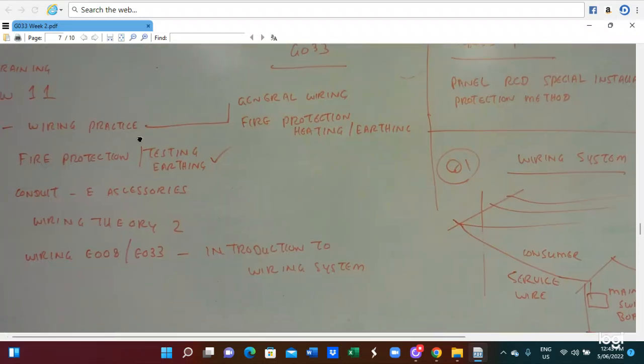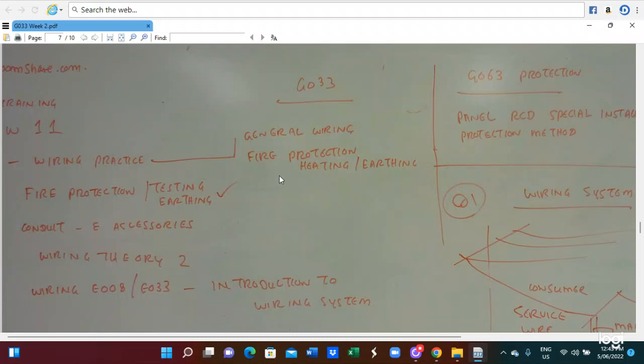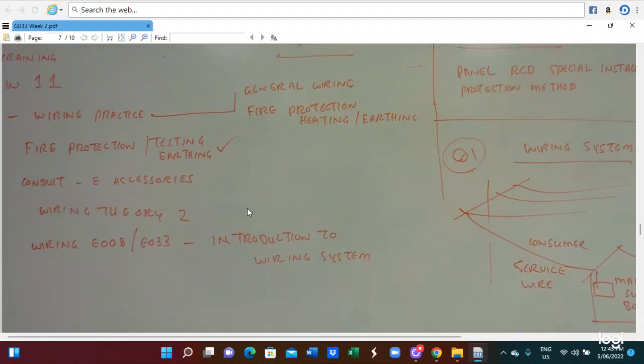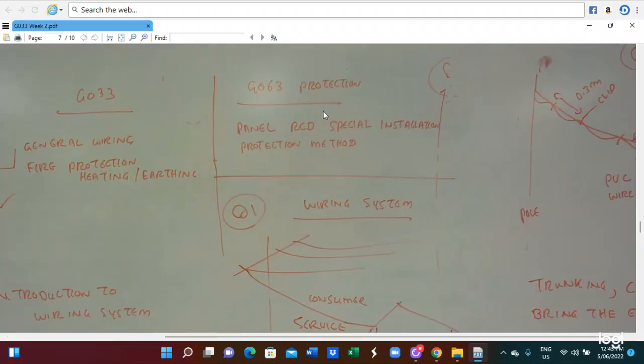So the wiring system, we are talking about the wiring system. The wiring system includes general wiring and the fire protection, heating and lighting system. Fire protection includes the testing of alarms and the associated wiring. So here is a protection system.